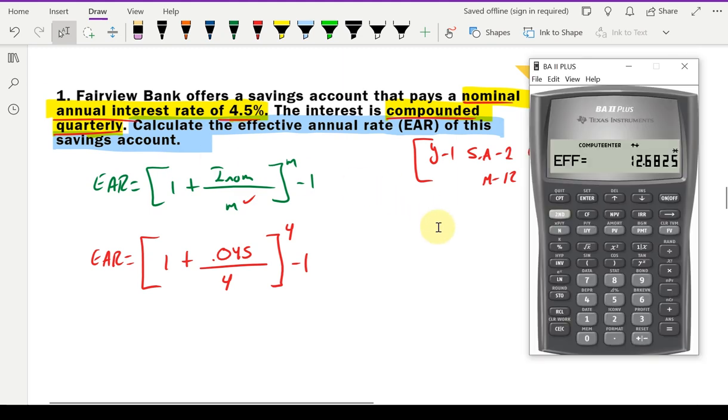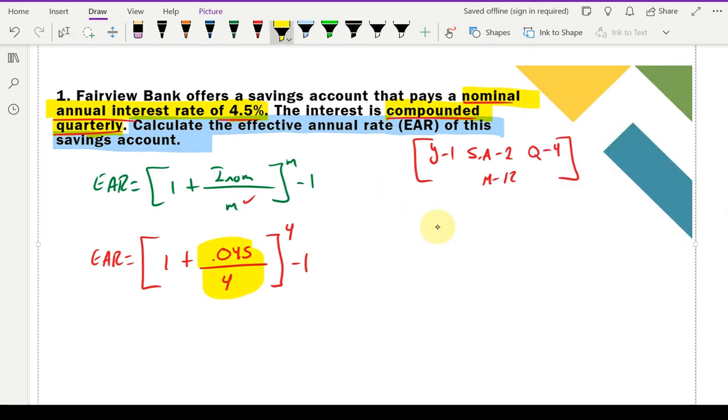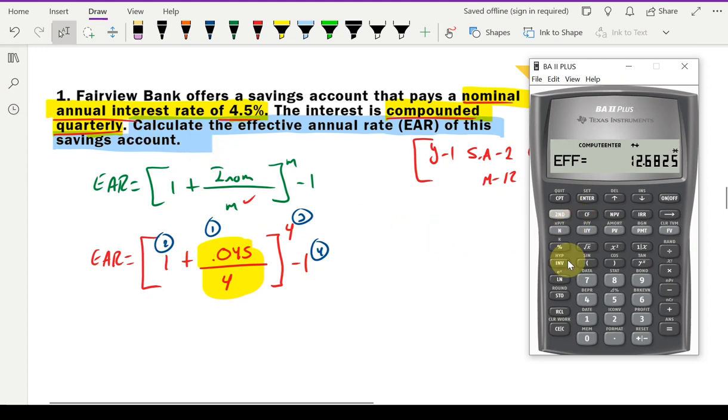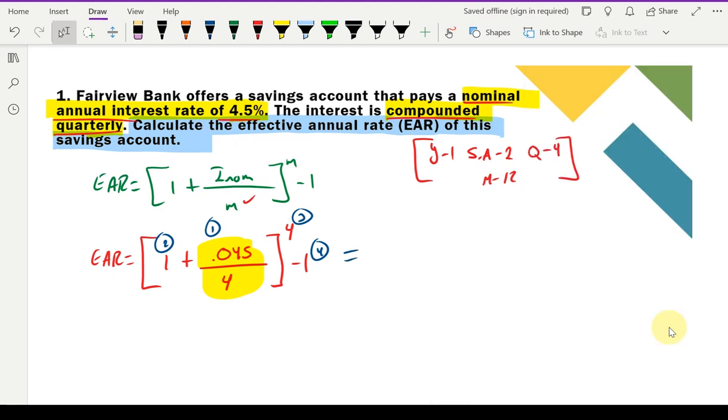So let's put this into our calculator. I like to do this section first, then I like to add the 1, then do the power, and then subtract the 1. That's sort of the order that I follow. So let's start with the top of the fraction here: 0.045 divided by 4, plus the 1, to the power of 4. Oh, what happened here? I should not get a negative. 0.045 divided by 4, plus 1, to the power of 4, minus 1. So 0.0458, that's the effective annual rate. Again, I'm going to multiply that by 100, so 4.58 with rounding. Sorry about that.